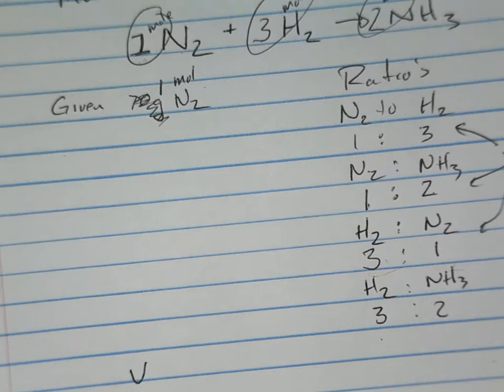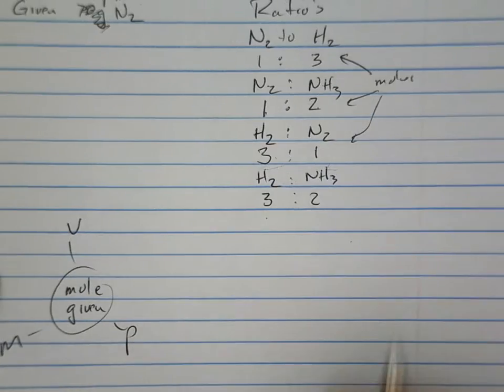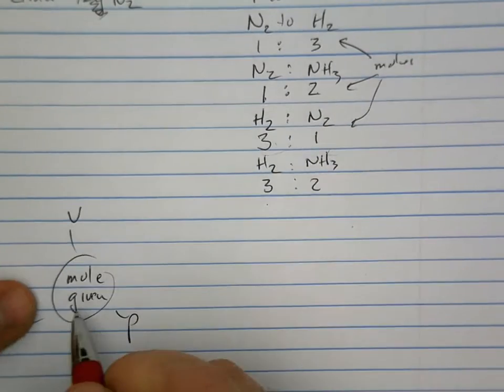Oh, sorry, I'm in your way. Sorry, let me back up there. Okay, so we have all of our ratios there. Just making a simple MVP triangle. This is moles of the given here.